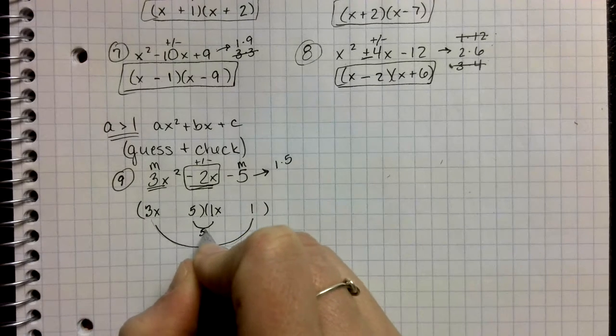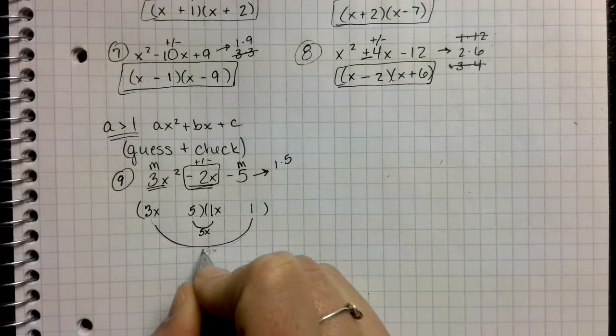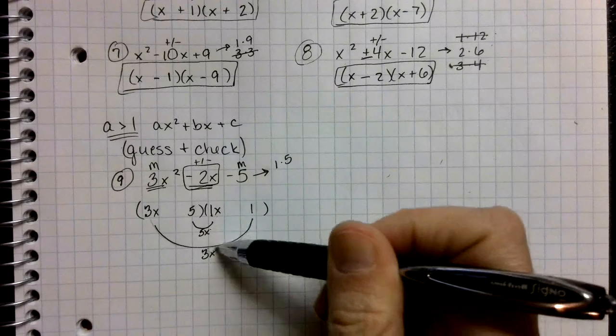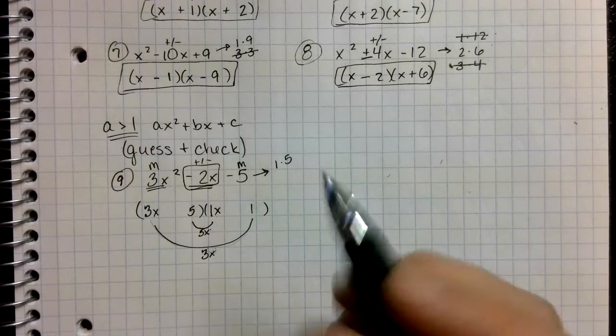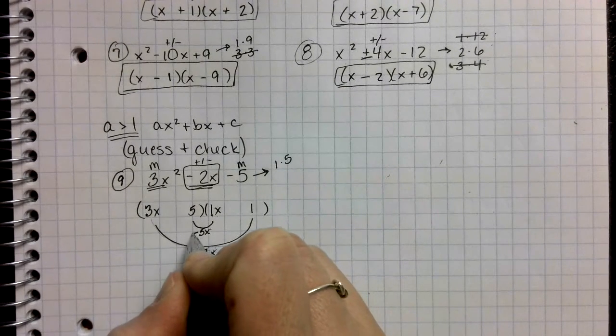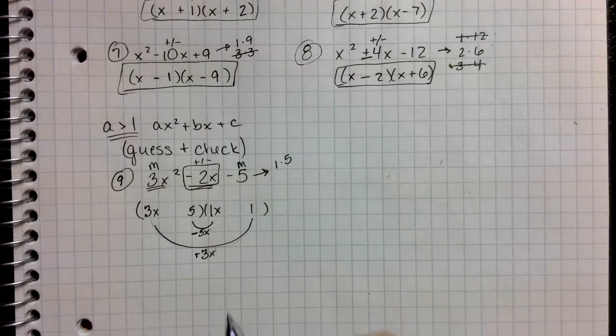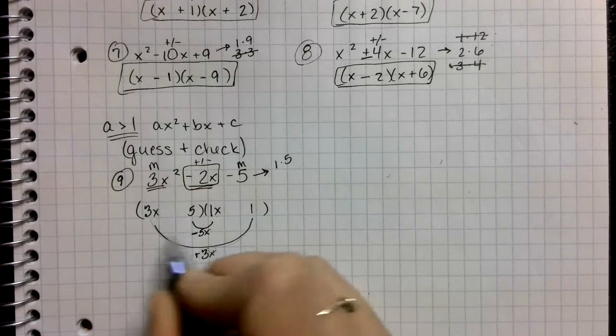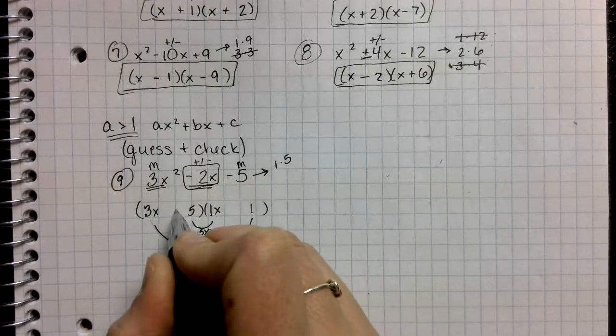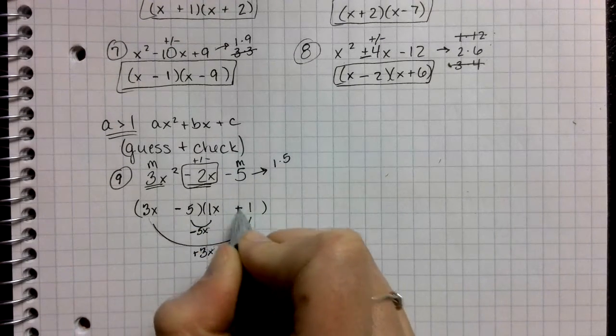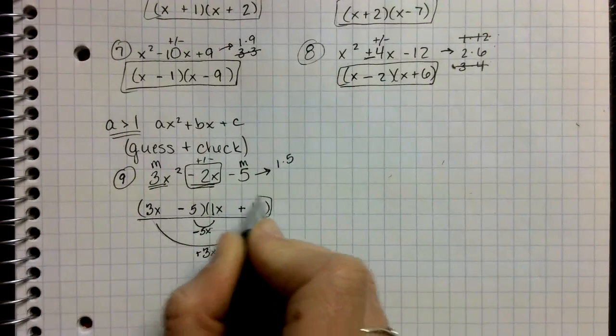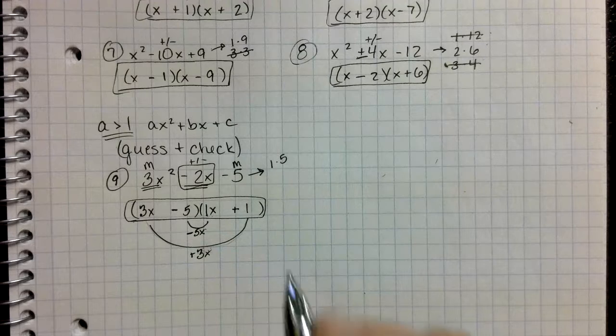So now 5 times 1x is 5x, 3x times 1 is 3, and I can now use 5 and 3 to get -2. Bigger number keeps the sign, so it's going to be -5 plus 3. Now, if you just follow the lines, that is how you are going to make sure you fill the signs in appropriately. So we end up with 3x minus 5 and x plus 1.